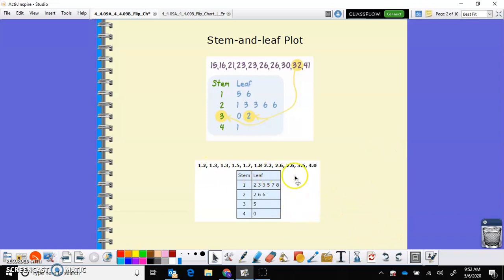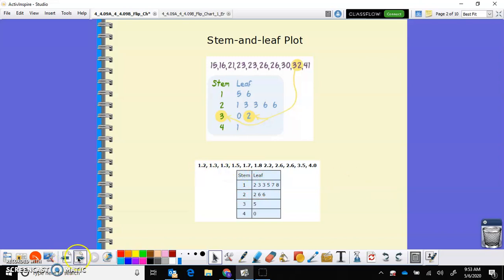Down here on this one, I want you to notice that it has decimals. In this case, the stem is 1, the whole number. The decimal point doesn't go into the plot, but the 2 would represent the tenths. Okay, so we have 1 and 2 tenths, 1 and 3 tenths, 1 and 3 tenths, or 1.2, 1.3, 1.3.